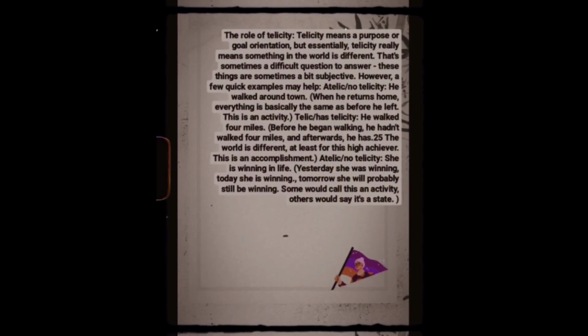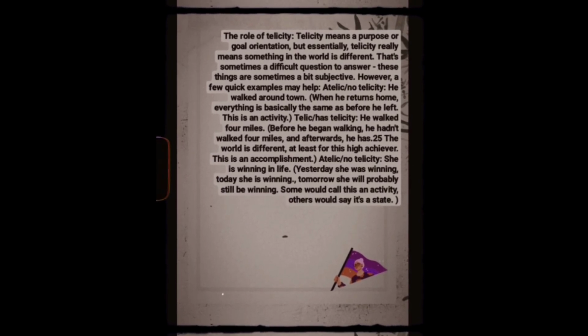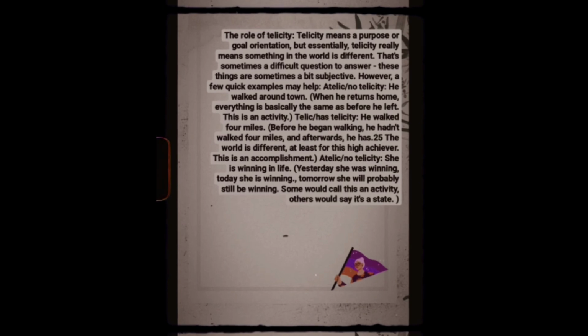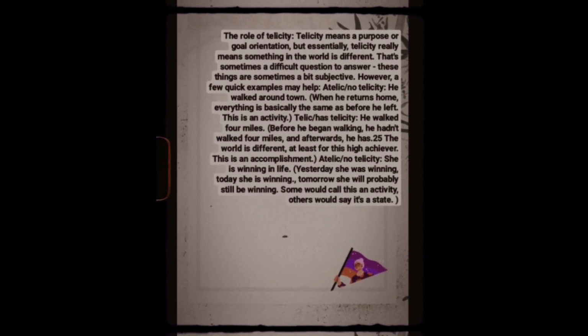The rule of telicity. Telicity means a purpose, goal, orientation, but essentially telicity really means whether the world is different afterward. That's sometimes a difficult question to answer. These things are sometimes a bit subjective. However, a few quick examples may help.